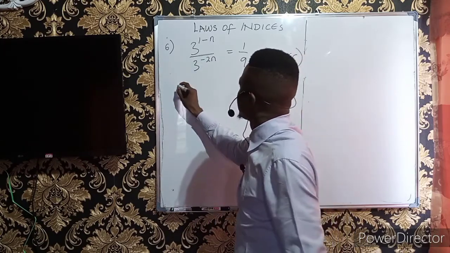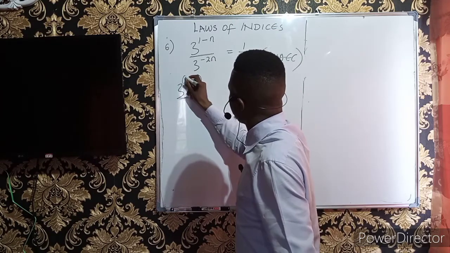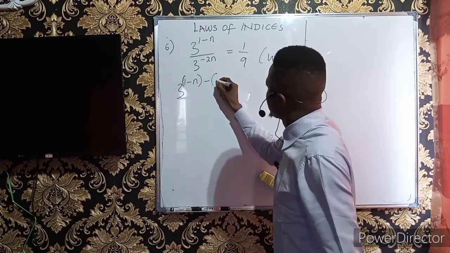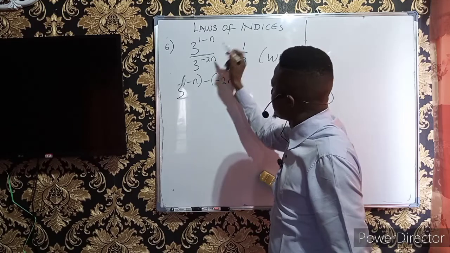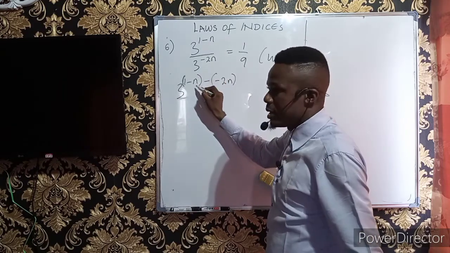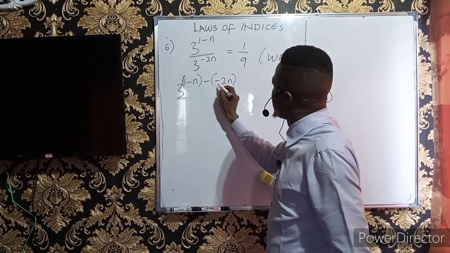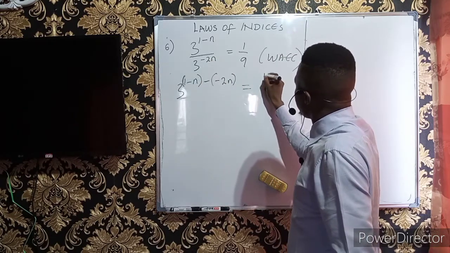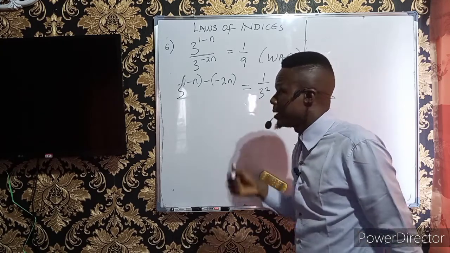So this can be written as 3 power of 1 minus n. This is the power for the numerator. Minus the power for the denominator is just minus 2n. Look at what I'm doing. This is minusing this. The power of the numerator is 1 minus n. Then subtract it from the power of the denominator, which is minus 2n, equals, this can be written as 1 over 3 power of 2, because 3 power of 2 will give me 9.